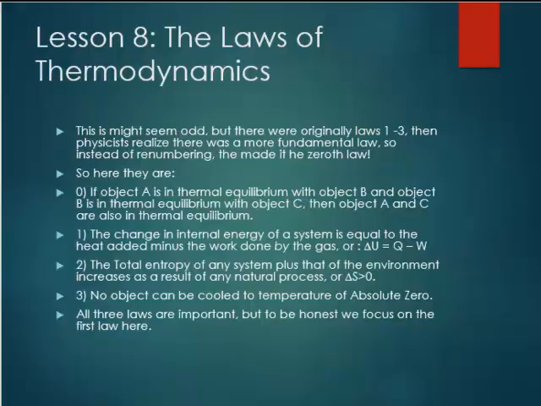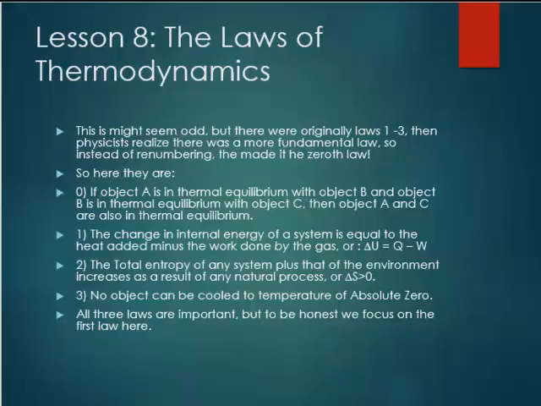The second one is that the total entropy of any system plus that of the environment increases as a result of any natural process, or delta S is greater than 0. What this means is the universe tends towards disorder. Systems and processes go from an ordered system to a disordered system. It's actually a complicated subject when one gets into higher levels and we deal with the kinetic theory of matter or the atomic theory of matter. It tends to make a little more sense there, but we'll just leave it there.